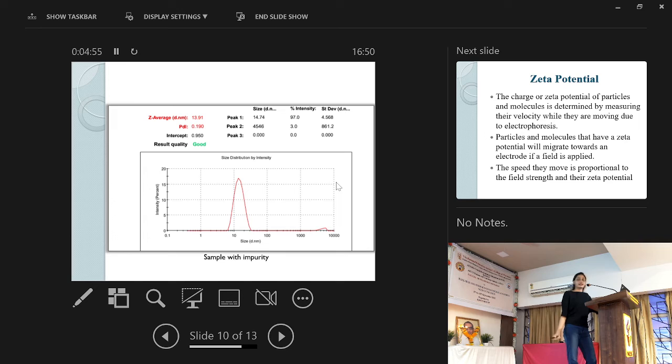Here you can see at the end there is a small peak. It may be because of impurity present during the sample preparation. You can see that peak 2 is showing only 3% intensity, so it might be due to impurity.